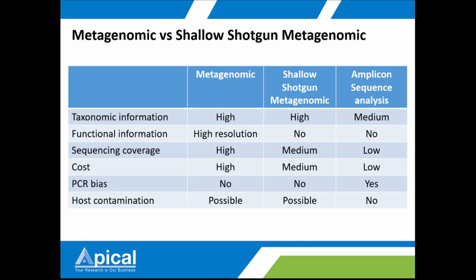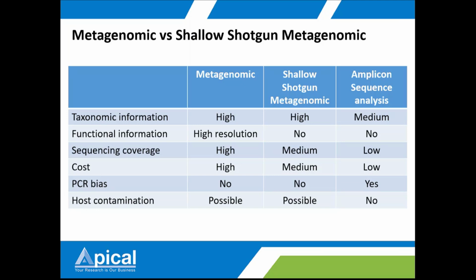For the functional information, metagenomic is able to catch a very good resolution of functional information, but not shallow shotgun metagenomic, due to the low sequence coverage. And for Amplicon sequence analysis, we will not be able to get any functional information, because the gene marker only carries the specific gene sequence, not the functional information. So you won't get any functional information if you use Amplicon sequence analysis.